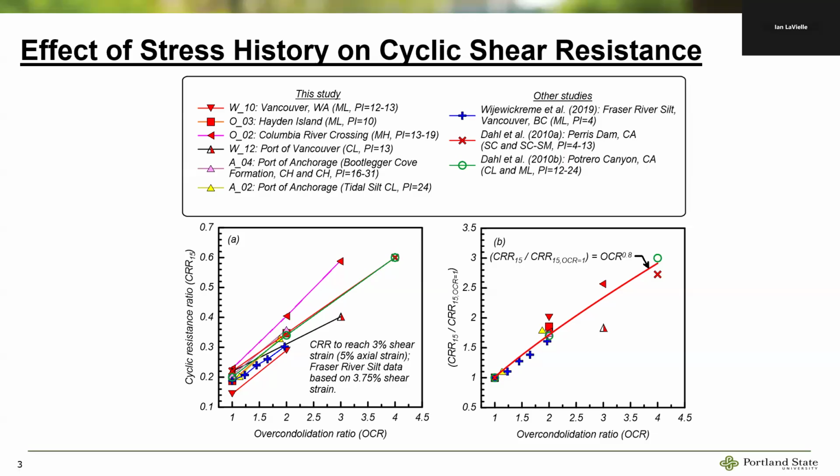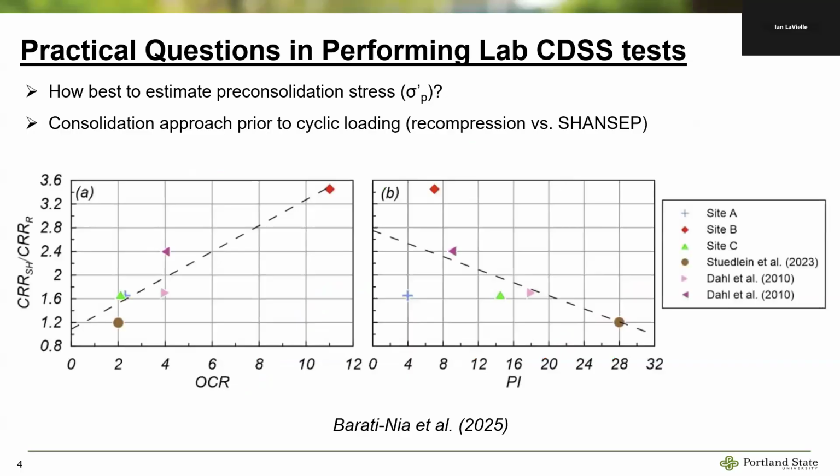I made this figure before Armin's data was published, but I think the tests that Armin at OSU and his students have done also show the effect of OCR on cyclic resistance. Which is not really surprising. The OCR does affect cyclic resistance ratios. So the question is, how do we account for that when we do cyclic testing in the lab?